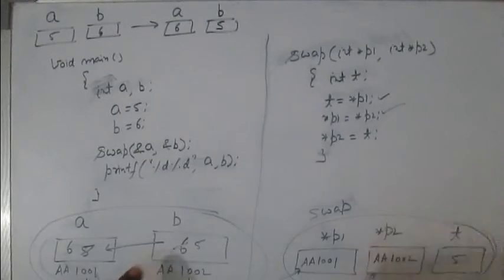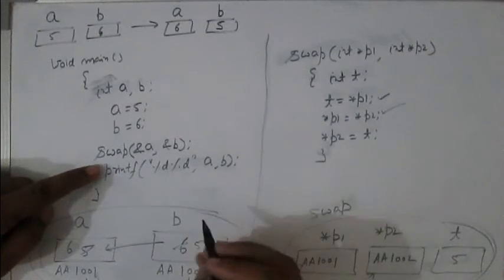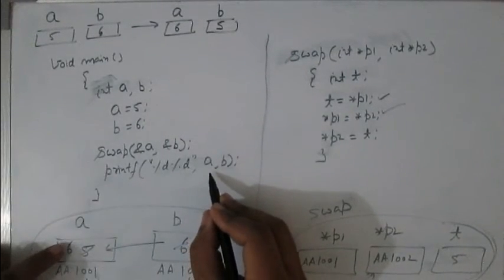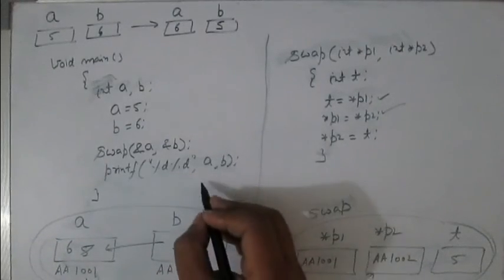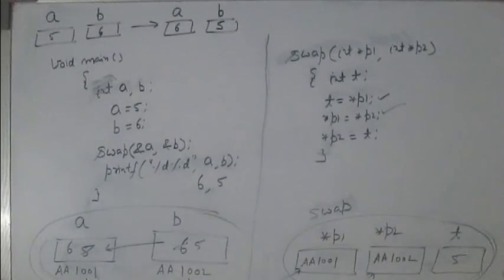After this function, control comes back to the main function and the print statement will print the value of A and the value of B, which are 6 and 5. So this way we can see that pointers can help us in accessing memory.